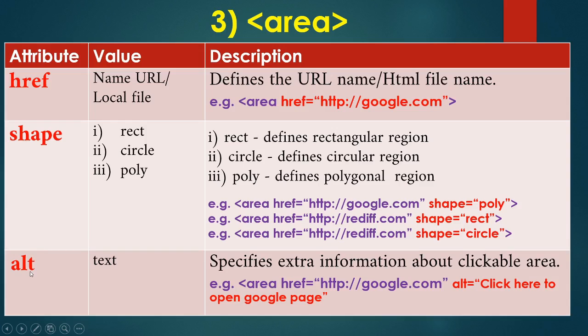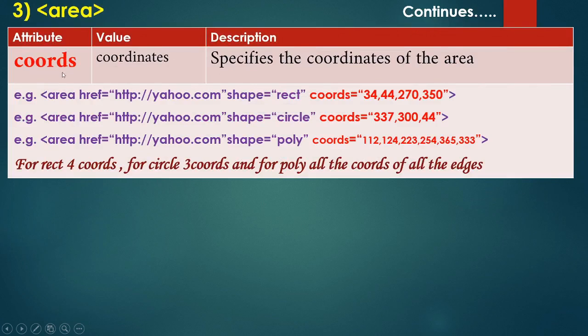Then the third attribute, that is the alt attribute, having some text. It works similar to how it works with the img tag, specifying extra information about the clickable area. You can see here the area href http google.com and alt, under the alternate text it is mentioned: click here to open Google page. Next attribute, that is coords. Again, a very important attribute. Without this attribute, hotspot creation is not at all possible. So this is also an important attribute with the area tag.